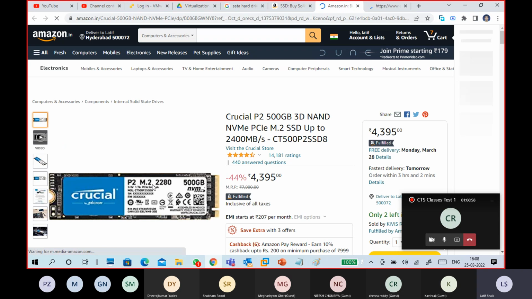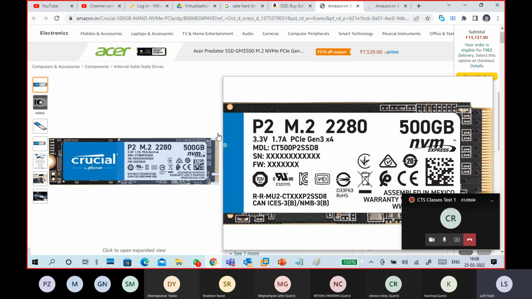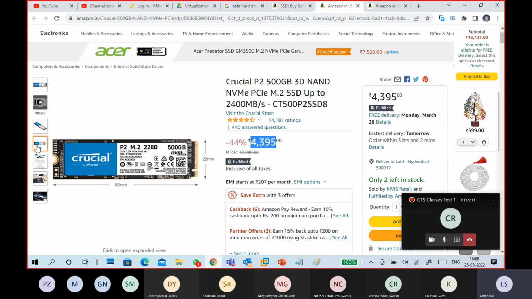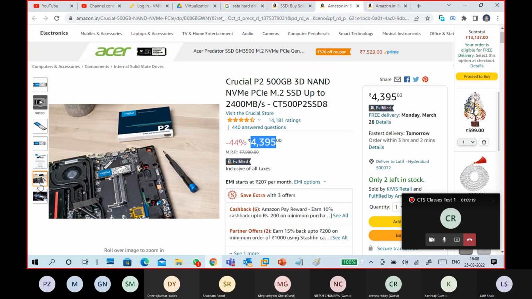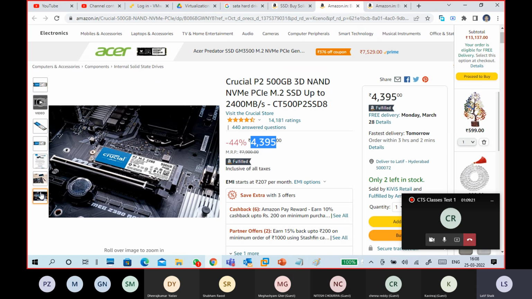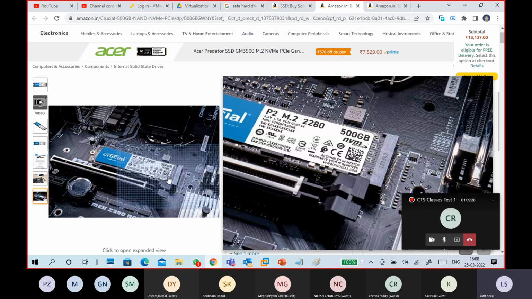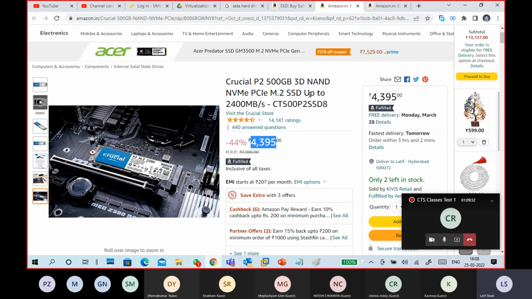Okay, this is the M.2 type, M.2 NAND NVMe SSD. A 500 GB one is showing 4395. If you see, it does not contain any platters, it is very small in size and very easy. See how it is inserted. This is how they are inserted, no cables, simply inserted and it is fixed. Okay, it is an NVMe type of SSD.